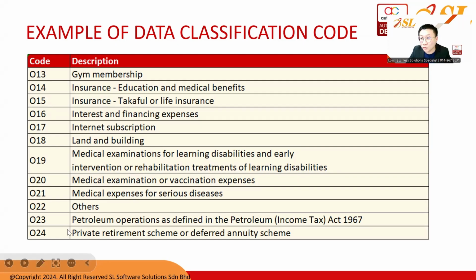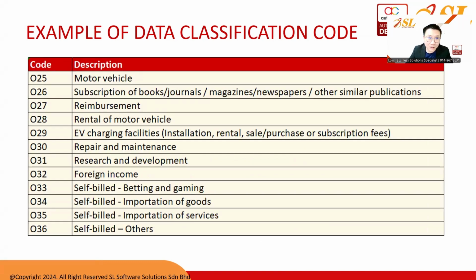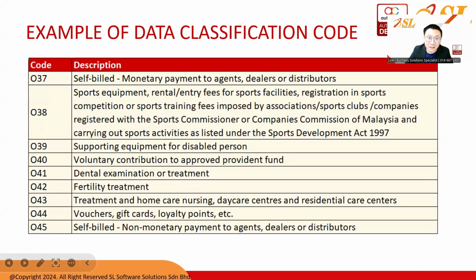PRS 024. Okay, gym 013. And then magazine 026, sorry, and then reimbursement 027. For income 032. Self-billing, yes. Most of the self-billing is already listed over here: import goods, import services, and then others. Commission is 037. Sport equipment is 038 if your business is related to sport equipment, and the rest you can read yourself. So this is the data classification code.